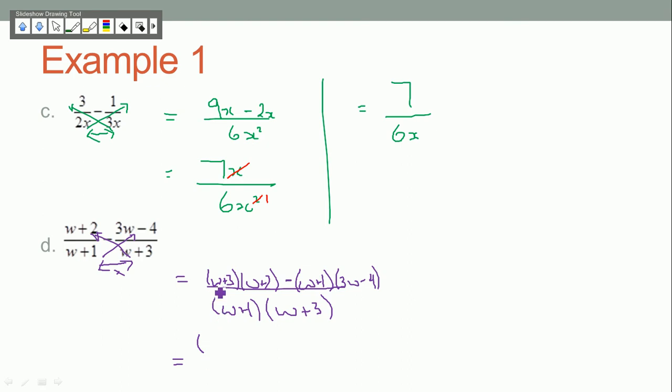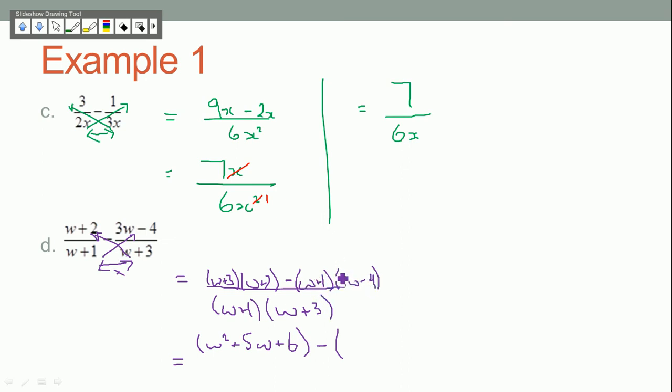So the top, w times w is w squared using the wave method. Then w times 2 is 2w. Then 3 times w is 3w. So altogether we have 5w. And then 3 times 2 is 6. And we are going to be subtracting this other multiplication.